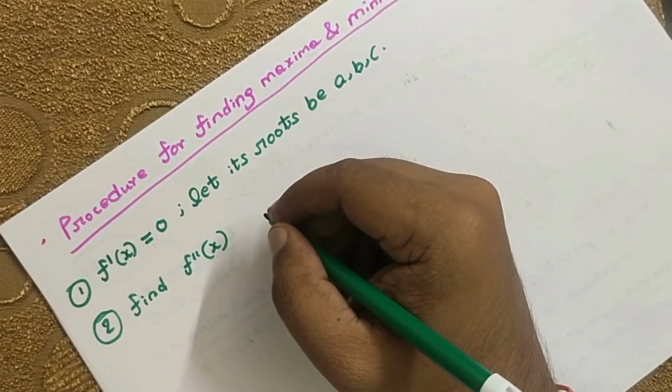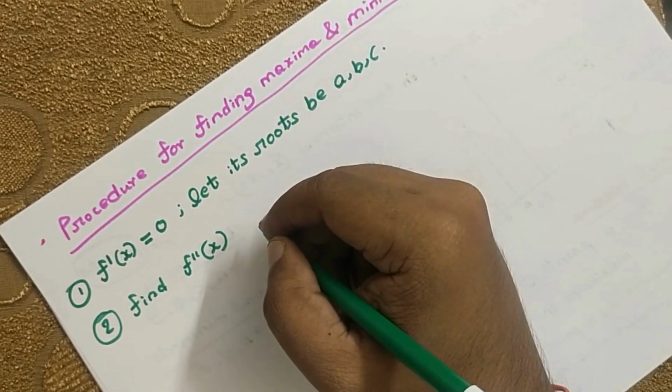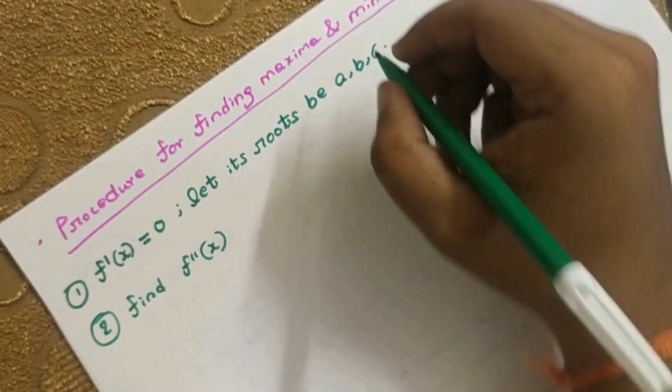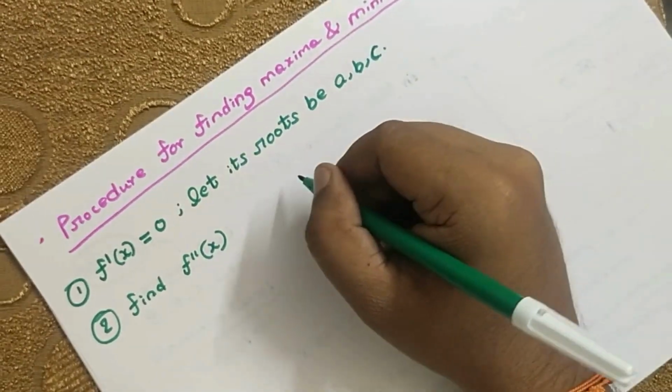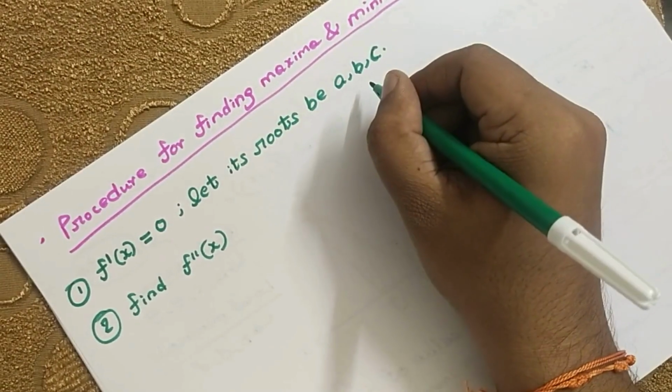So in the previous video also, to find the nature of a function we needed 2 parameters, that is nothing but f dash of x and f double dash of x. In the same way here, we are solving mathematically. So first we have to find f dash x, and we have to equate it to 0, and we have to find the roots of that equation.